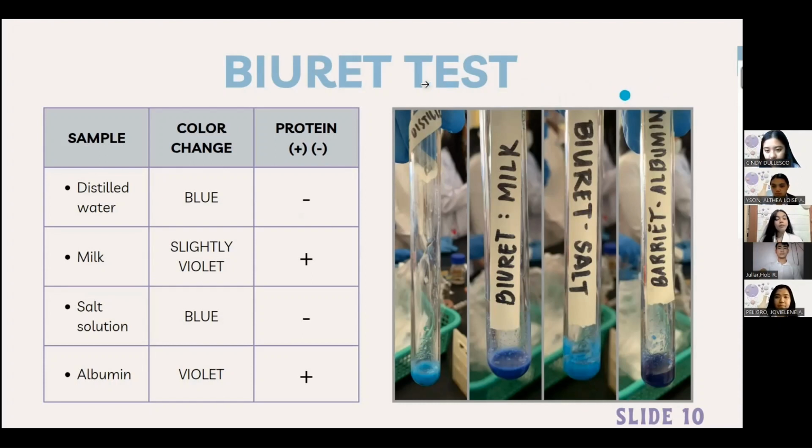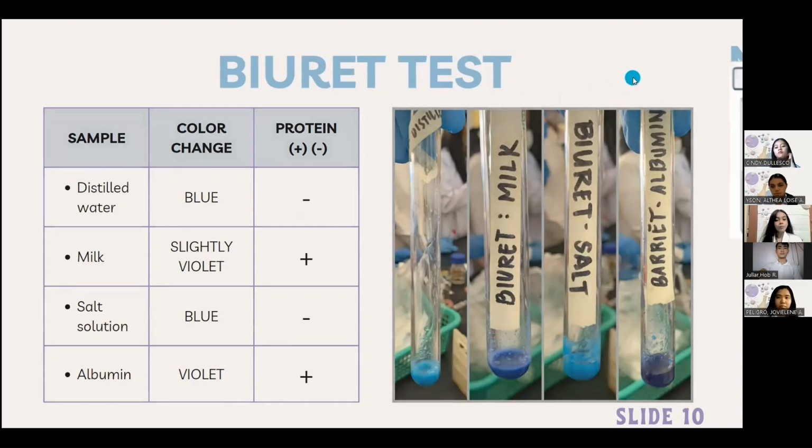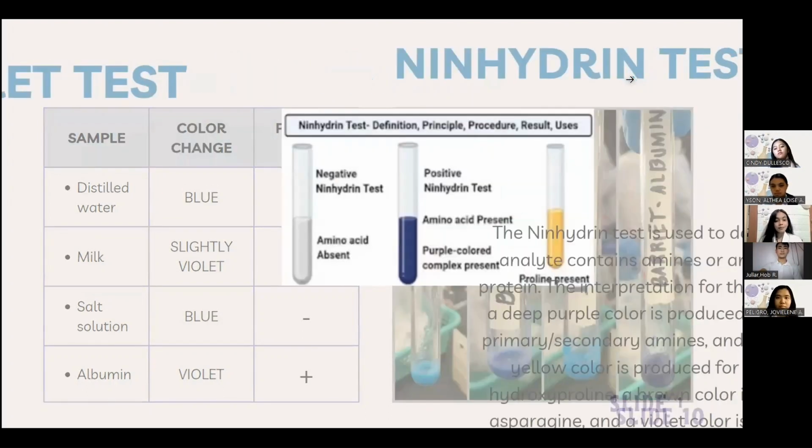And lastly, for the albumin, it showed the perfect shade of violet, which indicates that there is a strong presence of protein in the sample. So let us proceed with the next slide.